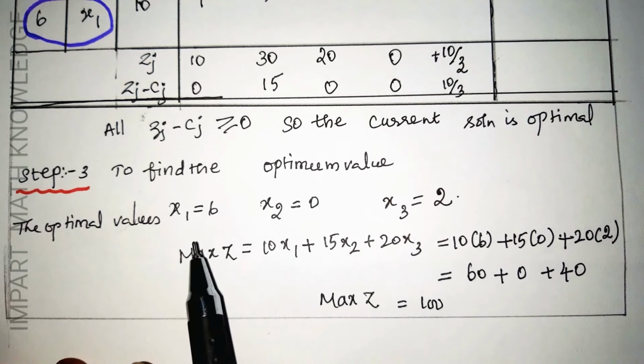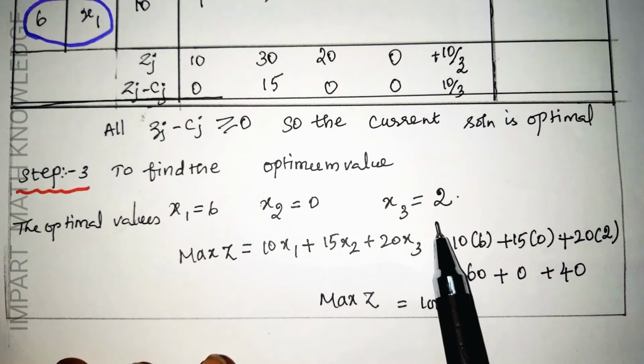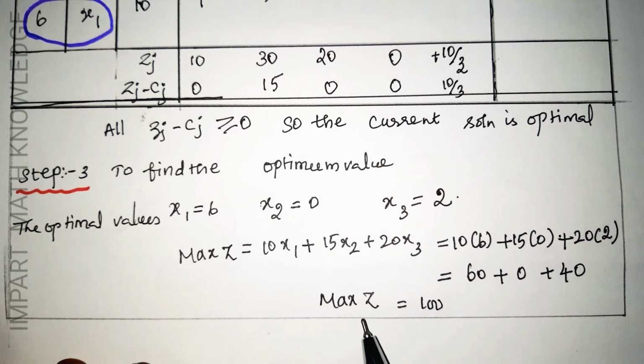The optimal values are x1 is equal to 6 and x2 is equal to 0 and x3 is equal to 2. So the maximum value of z is 100.